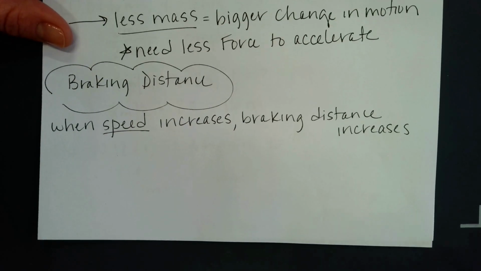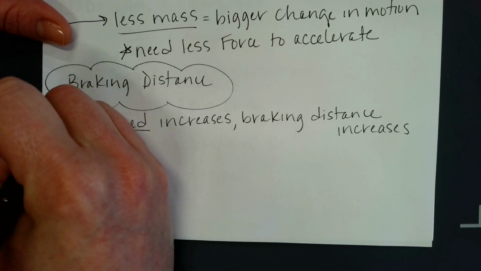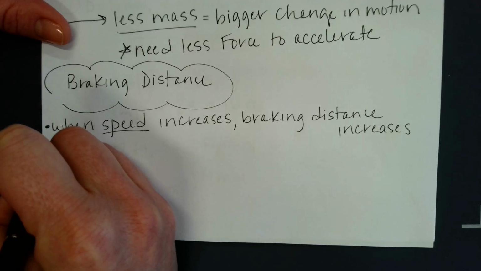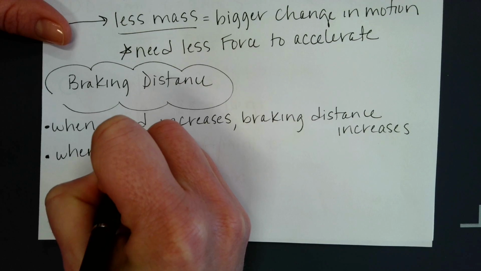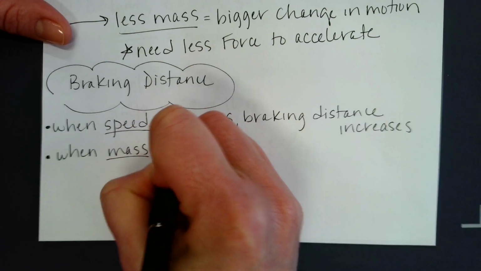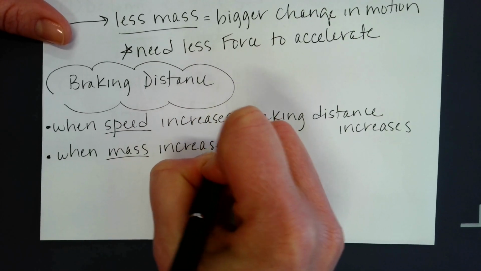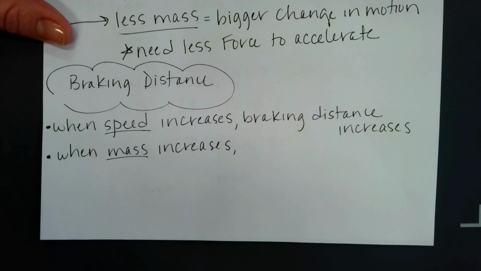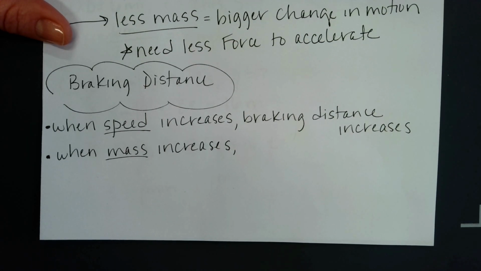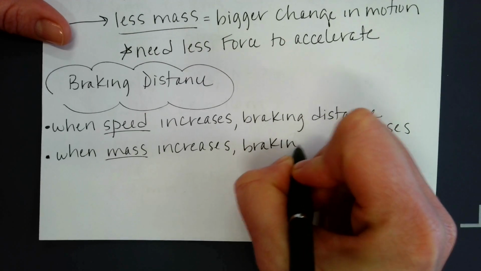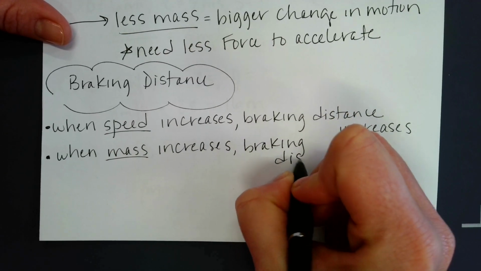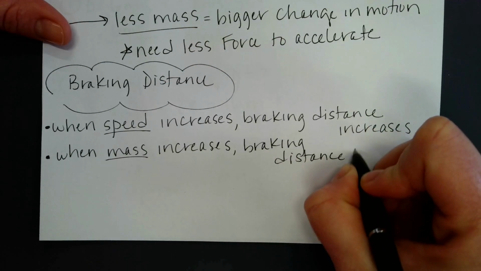All right, and then the other variable we talked about in our lab was mass. Okay, so when mass increases, how does that affect your braking distance? Well, what happens to the distance? Longer, okay? Your braking distance is longer. So again, your braking distance increases.